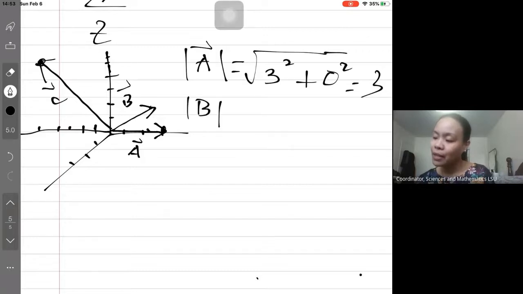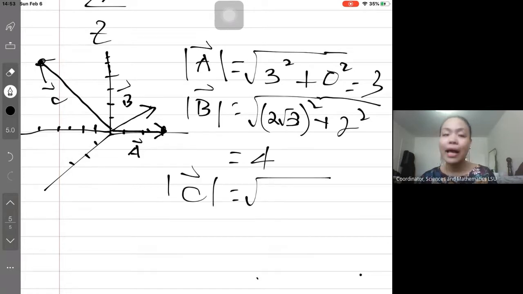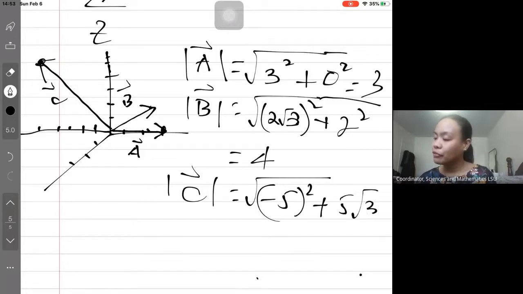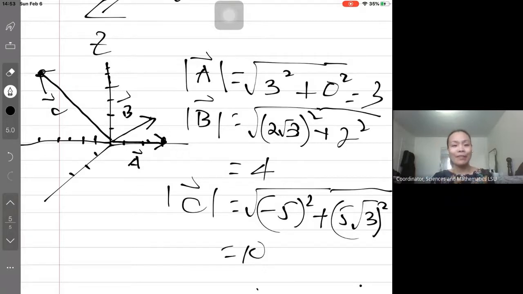Now for vector B, we have 2 square root of 3 squared, this is 3 and then squared, plus 2 squared. Just use your calculator with that one, and that is equal to 4. And for vector C, we also have for our i, negative 5 squared plus 5 square root of 3, and you square this one also, and extract the square root. That would be equal to 10. So the length or magnitude of vectors A, B, and C are 3, 4, and 10 respectively.